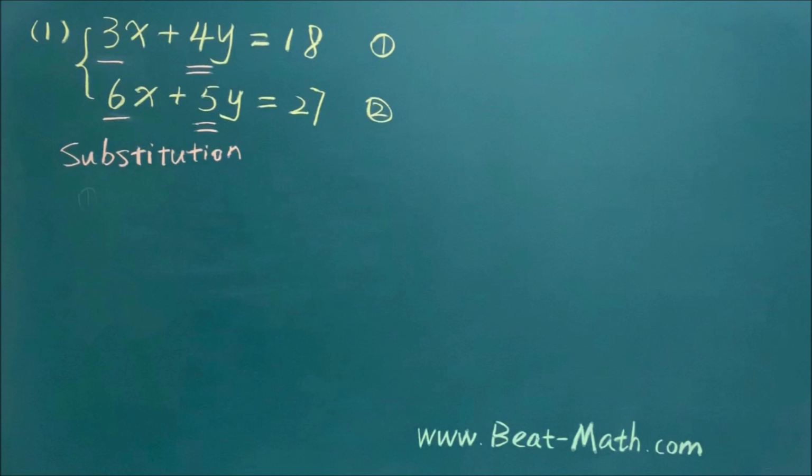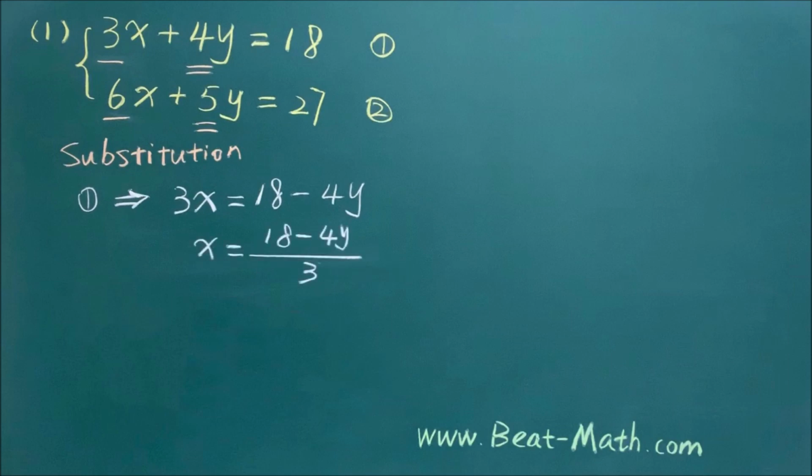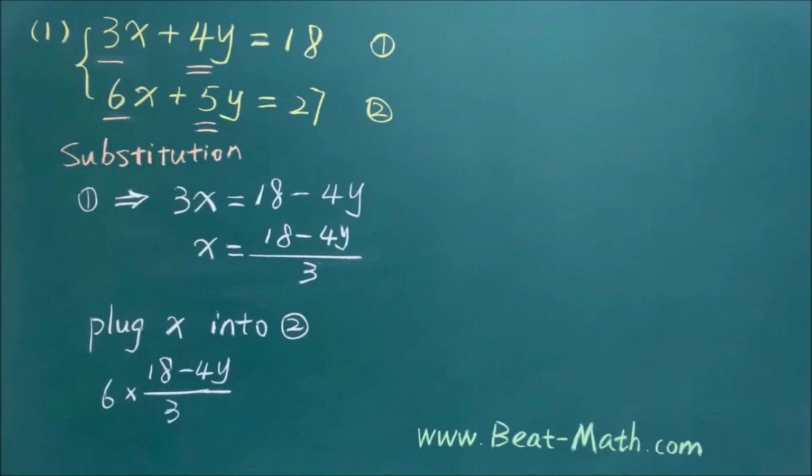Move all items without x to the right side, move 4y to the right side and change it to minus 4y, and then divide both sides by 3. We get x equals (18 minus 4y) divided by 3. Okay, let's plug this result into the other equation, which is equation 2. It becomes 6 times (18 minus 4y) over 3 plus 5y equals 27.